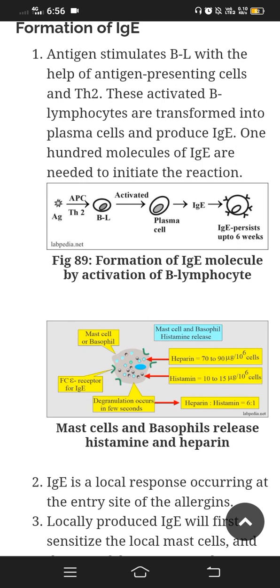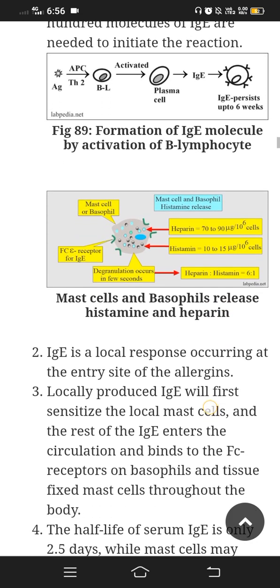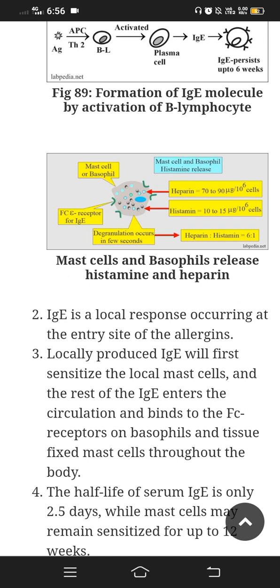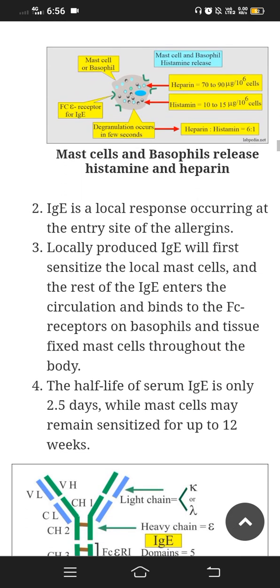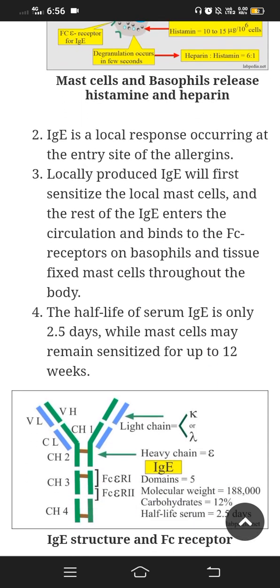Formation of IgE molecules on the mast cell or basophil. Mast cell and basophil histamine release through the Fc epsilon receptor for IgE. Degranulation occurs in a few seconds. Mast cells and basophils release histamine and heparin. So, IgE is a local response.